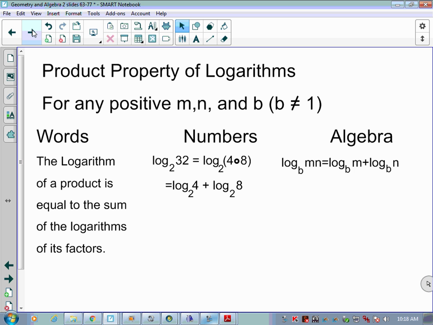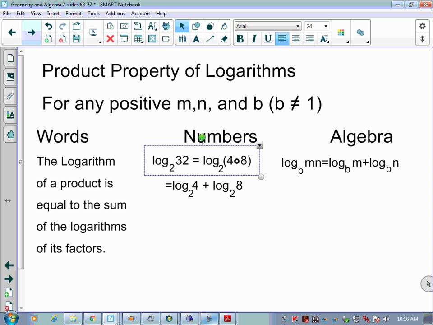Otherwise, we could split that apart and make it log base 2 of 4, which is what we see there, plus log base 2 of 8. So what it becomes as I split them is that it shows up as addition.